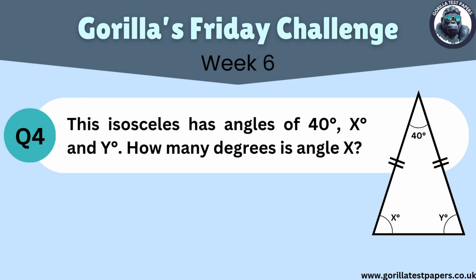This is the fourth question of the week. It asks, this isosceles triangle has angles of 40 degrees, x degrees, and y degrees. How many degrees is angle x? Pause the video now to try the question yourself.